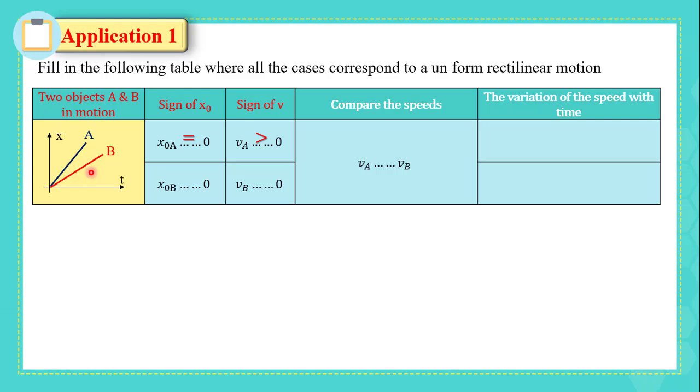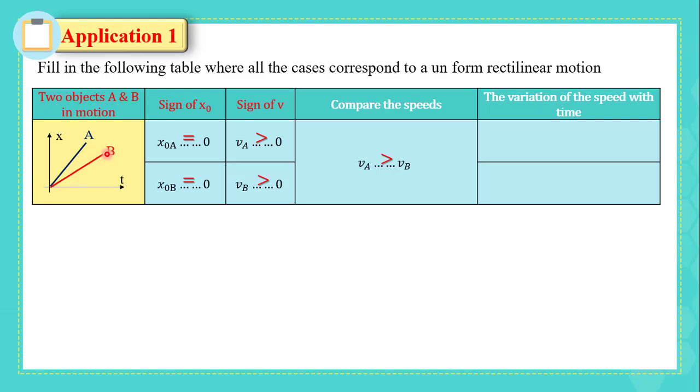Also, for curve B, x0B is equal to 0 since it is passing through the origin, and since the curve is an increasing straight line, vB is positive. But here notice that curve A is steeper than curve B. In other words, A is much closer to the y-axis than B. In this case, we know in mathematics that the slope of curve A is greater than the slope of curve B, which means that vA is greater than vB.